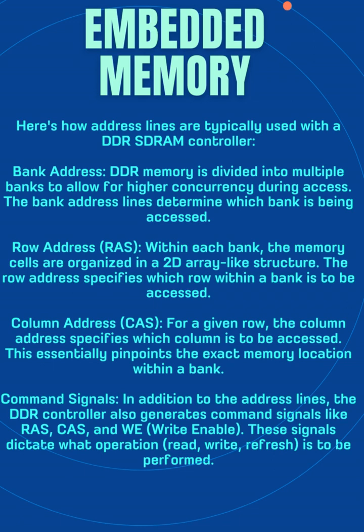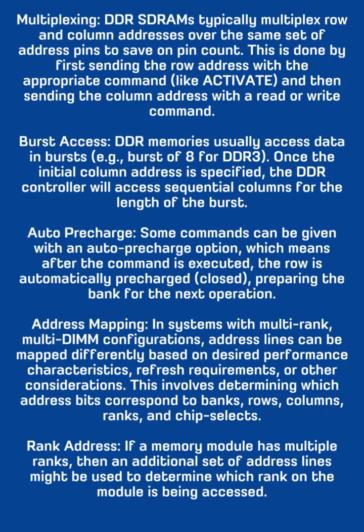Command signals. In addition to the address lines, the DDR controller also generates command signals like RAS, CAS, and WE (write enable). These signals dictate what operation (read, write, refresh) is to be performed. Multiplexing. DDR SDRAMs typically multiplex row and column addresses over the same set of address pins to save on pin count. This is done by first sending the row address with the appropriate command, like activate, and then sending the column address with a read or write command.